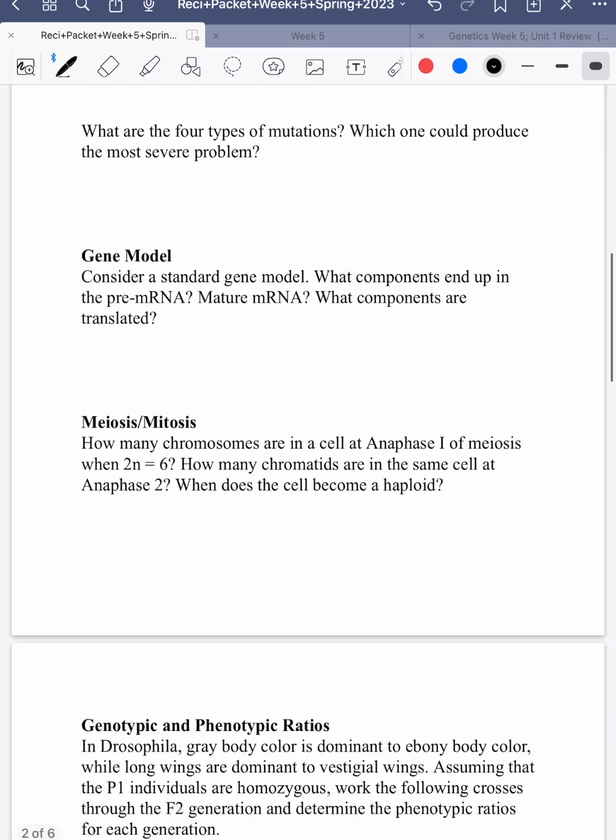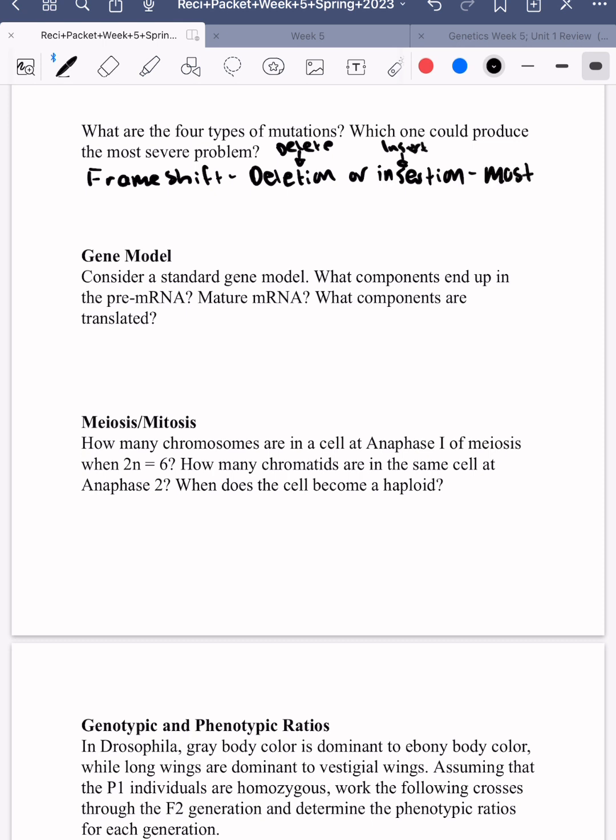All right, going on to the 4 types of mutations. So there are 4 types of mutations. There are frame shift mutations, and this is either a deletion or an insertion. You either delete or insert a nucleotide base. So for deletion, you would delete a nucleotide base. For insertion, you would insert a nucleotide base. And these are typically most harmful.